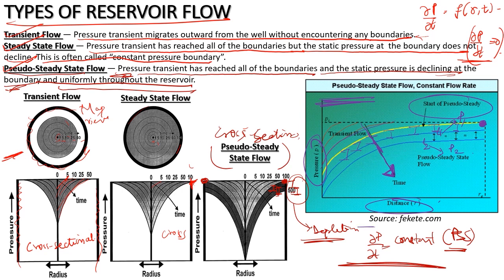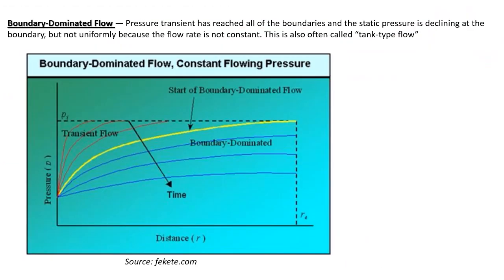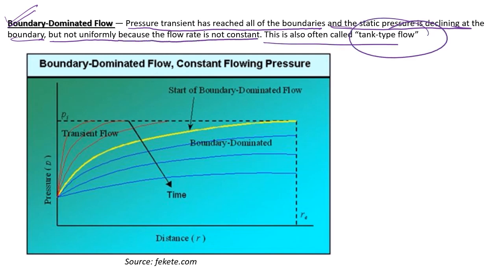I have taken this particular figure from Fekete.com. Now let's discuss another case where I have a boundary dominated flow. In this, my pressure transient has reached all the boundaries and the static pressure is declining at the boundary, but not uniformly because the flow rate is not kept constant. This is often called a tank type flow.